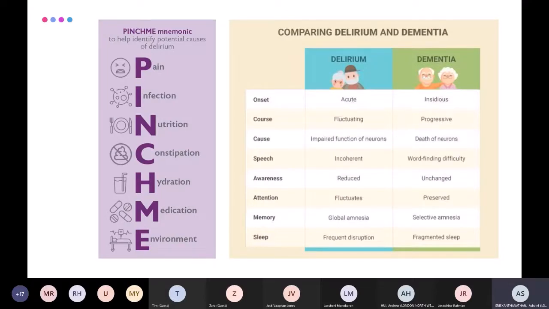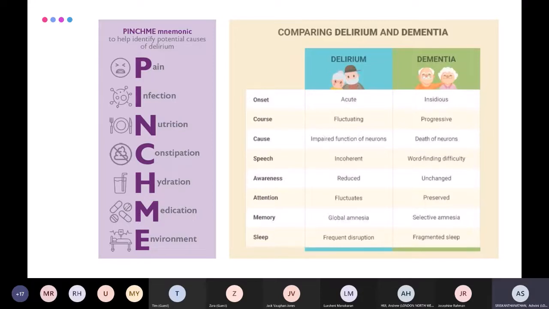I just put these infographics in there just because I thought these were quite useful. So Pinch Me is a really good mnemonic just to help you identify causes of delirium. So pain, infection, any changes to nutrition, any deficiencies, for example. I'll go on to key deficiencies to look out for in a minute. Constipation. Always get loads of elderly people being put on loads of opiates, no laxatives, and they end up being constipated, which can just worsen their delirium and doesn't really help them being discharged either.